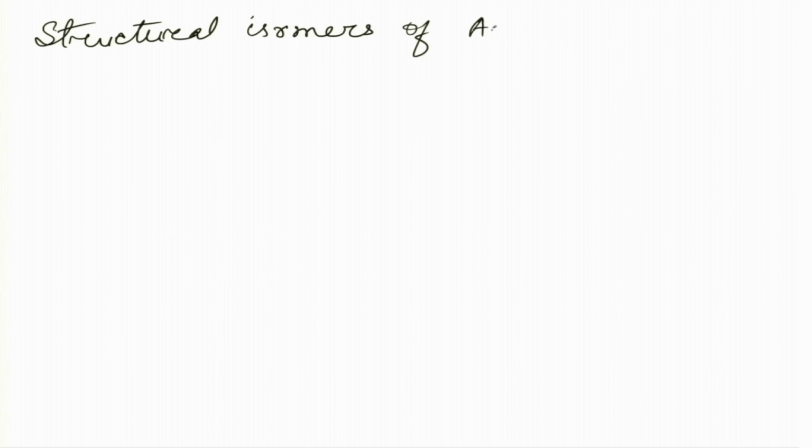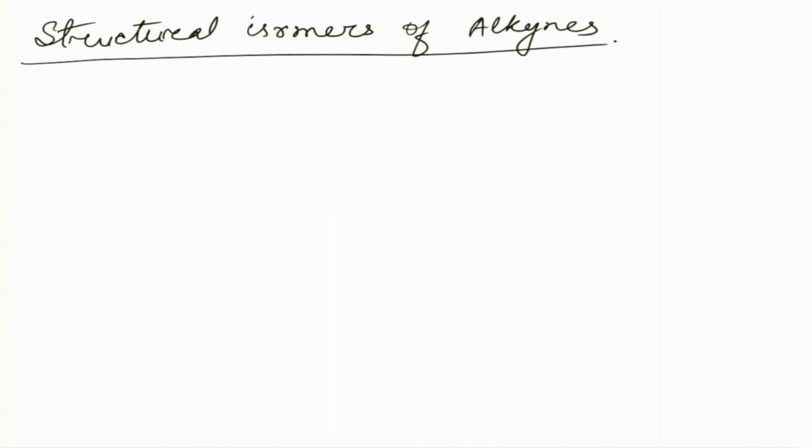Now, we will discuss structural isomers of alkynes. Okay. So, ethyne and propyne have no structural isomers. Okay.